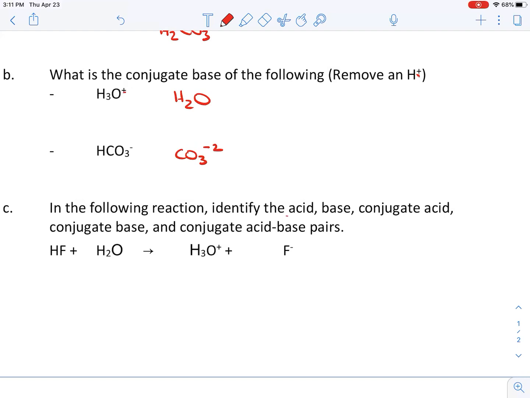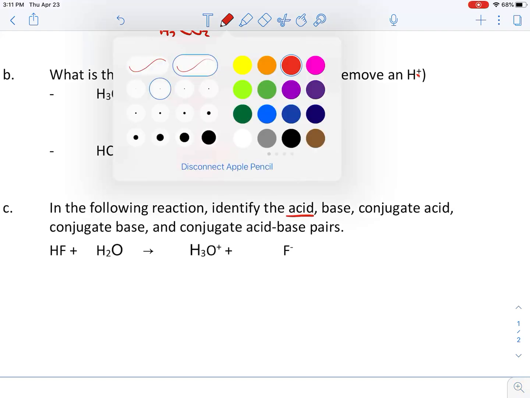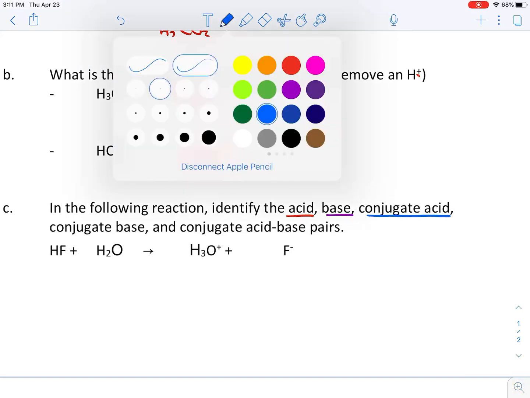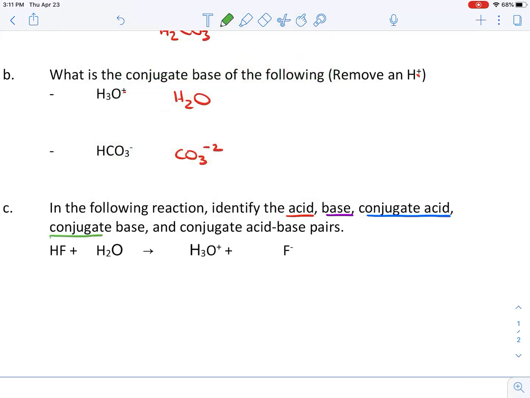Now, in this last example, we're going to put it all together. We're supposed to identify the acid, the base, the conjugate acid, and the conjugate base. I'm going to change colors on this. Let's go blue there. Our conjugate base, go green. And our conjugate acid-base pairs, we'll do that in just a second. So remember, our acid is the one that donates the H, and it's also going to be on the reactant side. Remember, this side, I'll draw an arrow here, this side is our reactant side.